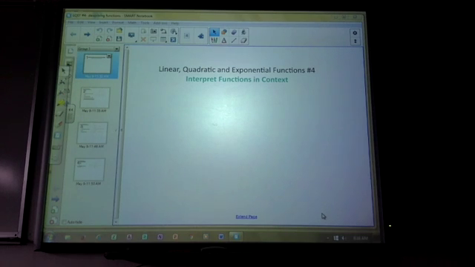X squared. Yeah, 2 raised to the x. So for an exponential function, the variable, the unknown, the letter is what the exponent is. So that's the raised power. Okay, so linear, quadratic, exponential functions. Interpret the functions in the context.